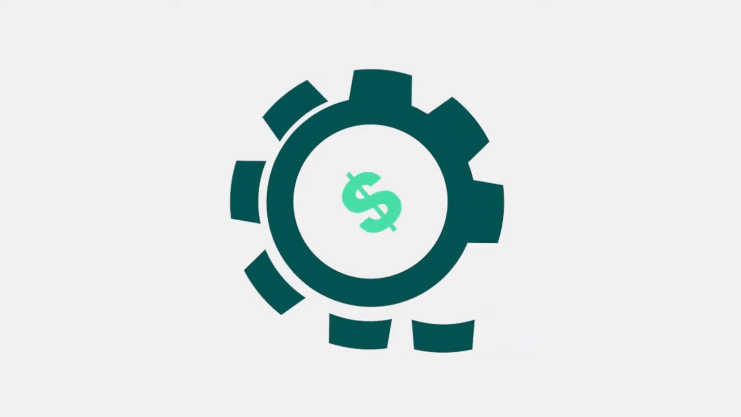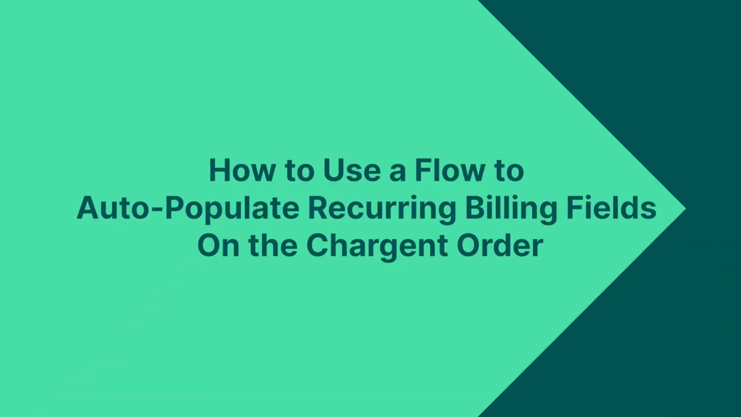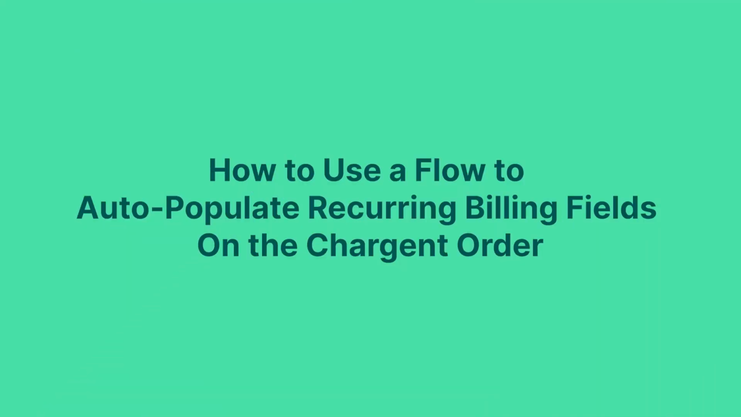meet most use cases. Automation is a great way to reduce human errors, free up your staff to click less, and focus more on strategic activities that grow your business. In this video, we're going to demonstrate how to use a flow to auto-populate recurring billing fields on the Chargent Order. My name is Randy, and I'm from Chargent.